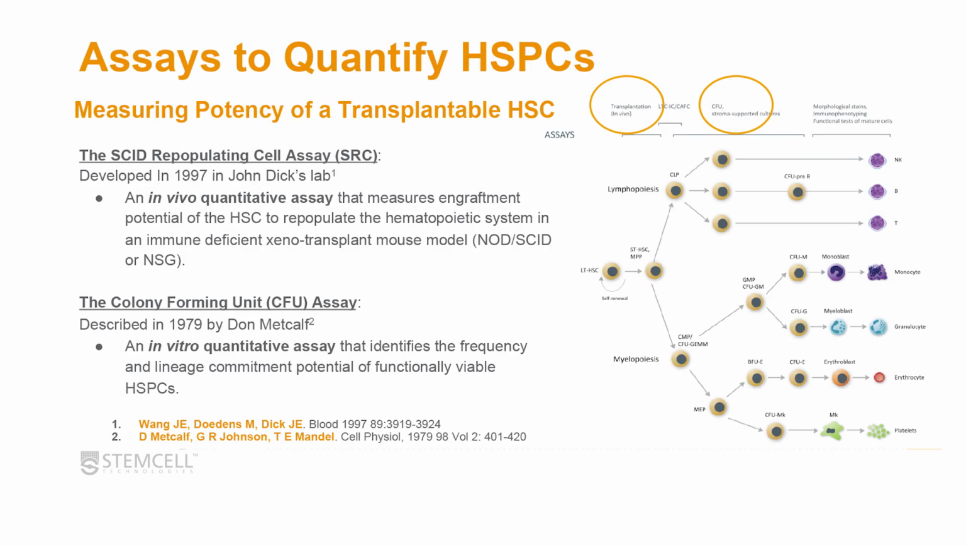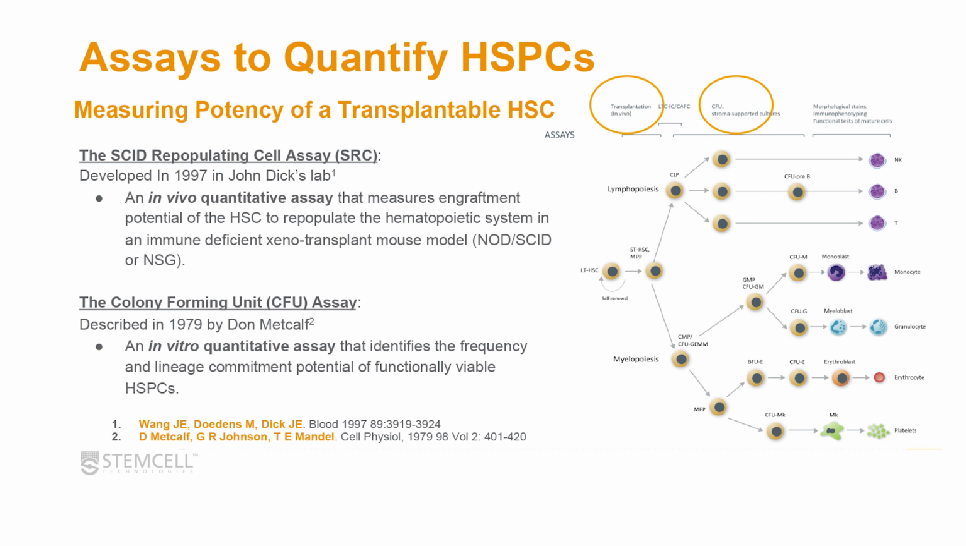So in this slide, you can see that there really are two main assays that are used, and pretty much all publications these days actually show both of these if they are looking for effects on hematopoietic stem and progenitor cells. The first is called the SCID repopulating assay, which was really developed in 1997 by John Dick's lab, and it really is an in vivo quantitative assay that measures the engraftment potential of the hematopoietic stem cell to repopulate the hematopoietic system in a compromised immune-deficient xenotransplant mouse model.